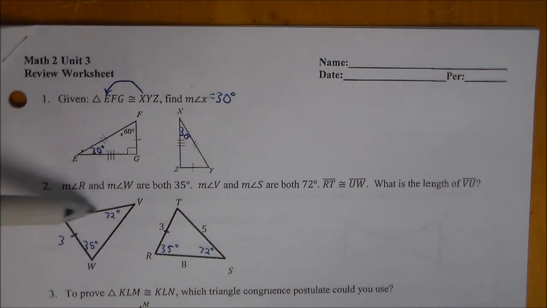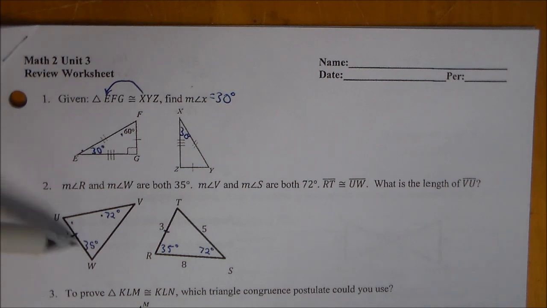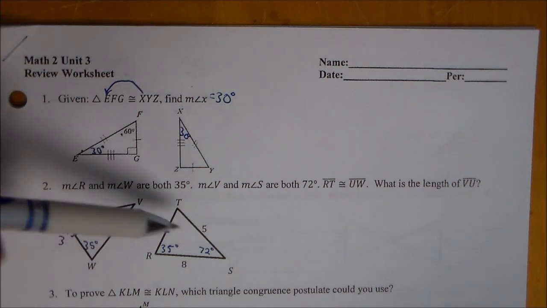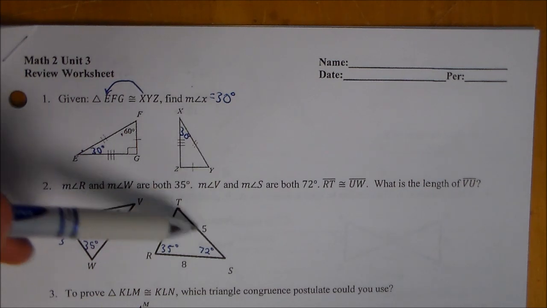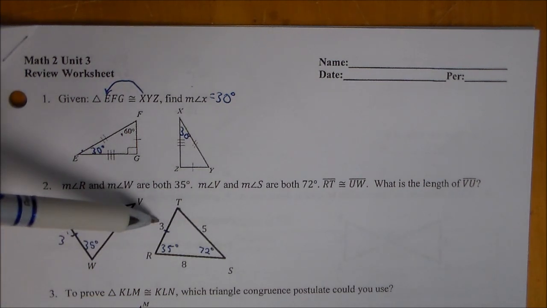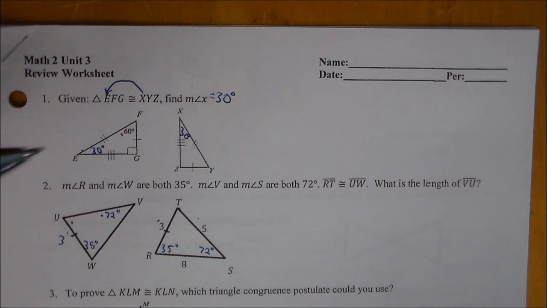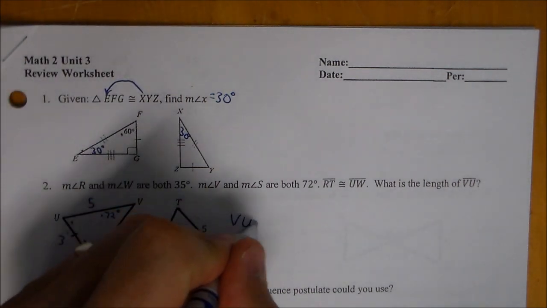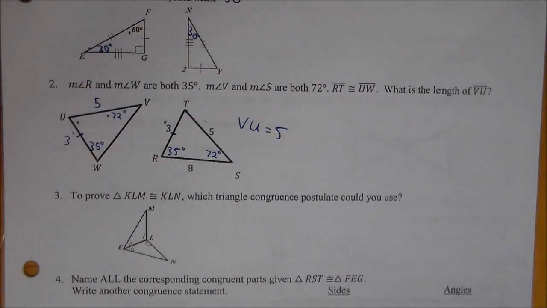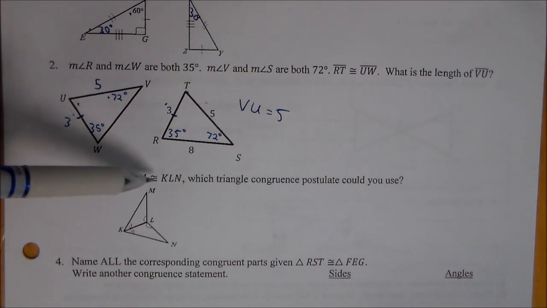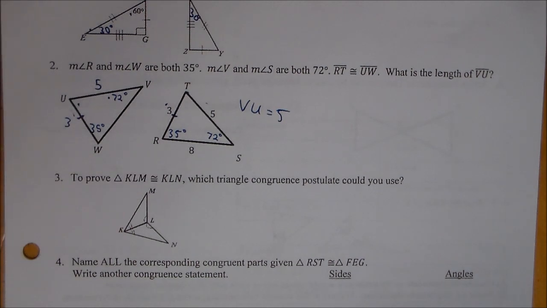So if we look at VU, it's the side that uses the 72 degrees and the unknown angle, and it meets up with the side that's 3 units. So looking over here, the 72 degrees and the unknown go from ST. That is also next to the side that's 3, so we're going to say that the 5 is corresponding, so that VU is 5.